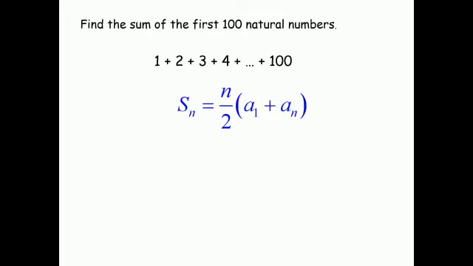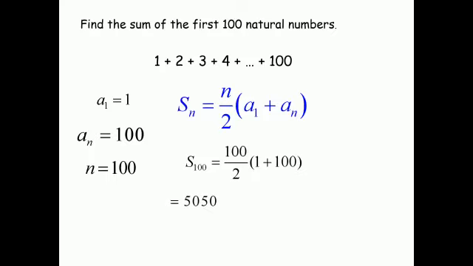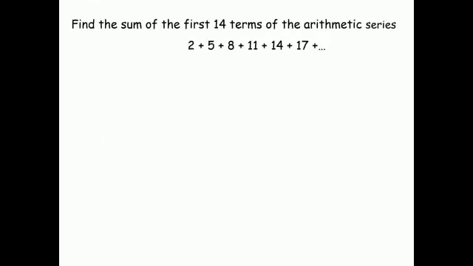Then write the things which we know. a is equal to 1, the last term an is 100, and n is equal to 100, 100 terms are there. Apply the values and you will get the answer. Okay, we will discuss another one.